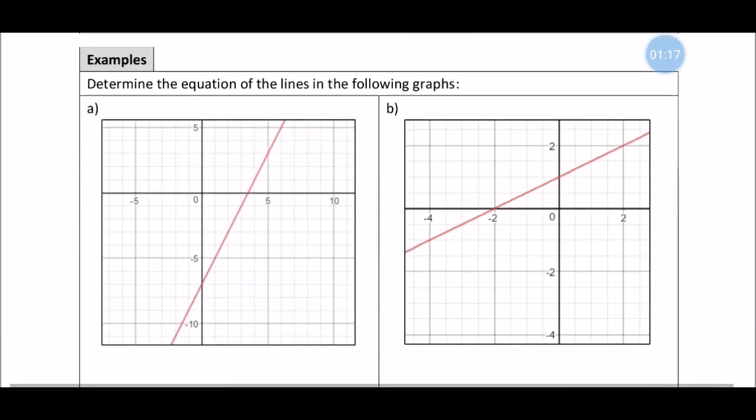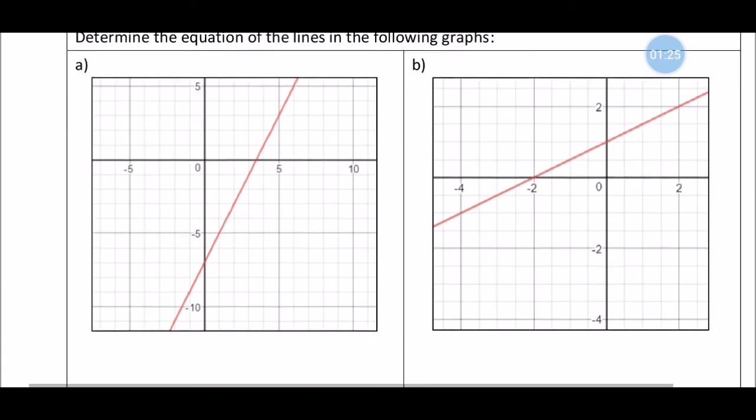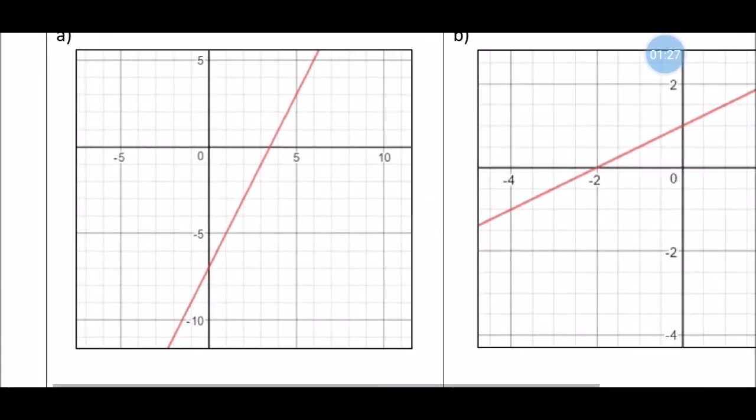All right, so let's just dive straight into a couple of examples. Determine the equation of the lines in the following graphs. All right. So let's do A first. The first thing we're going to do is we want to identify 2 points on our graph. Any 2 points will do, but we want to be a little bit clever about it and try to identify 2 points that have whole numbers for their coordinates.